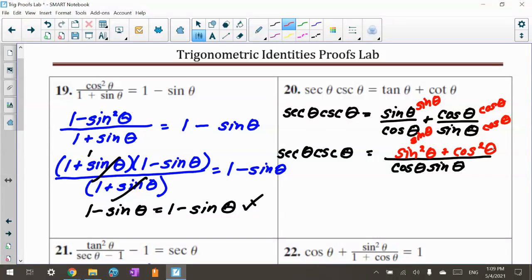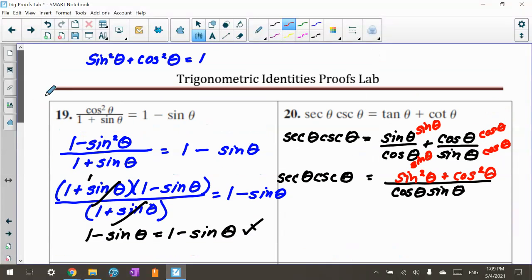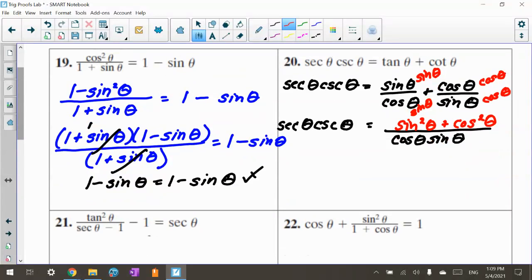Now, this is a different color, but I just put this up at the top, and I said that, look, sine squared plus cosine squared is 1. I can replace that whole numerator with 1, which is so cool. So now I have, ready, secant of theta, cosecant of theta equals 1 over cosine of theta, sine theta.